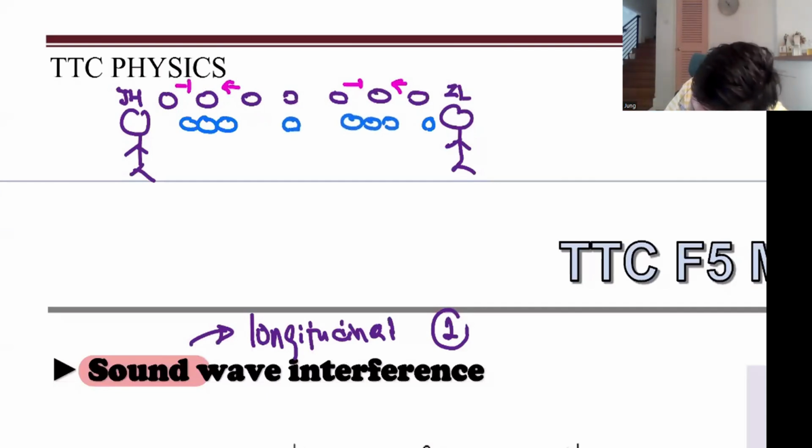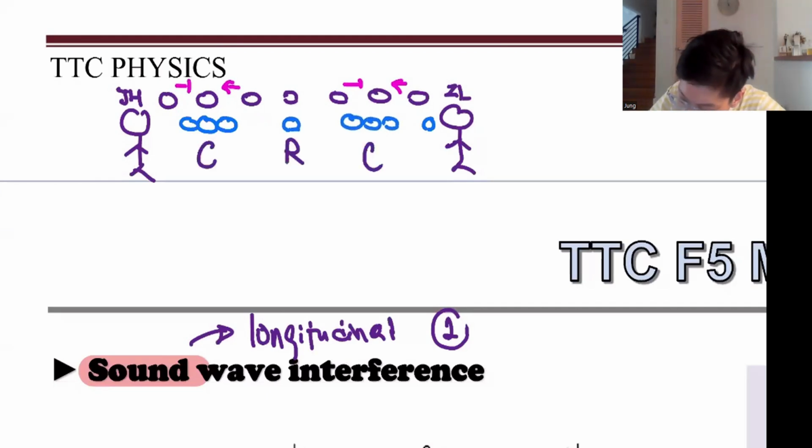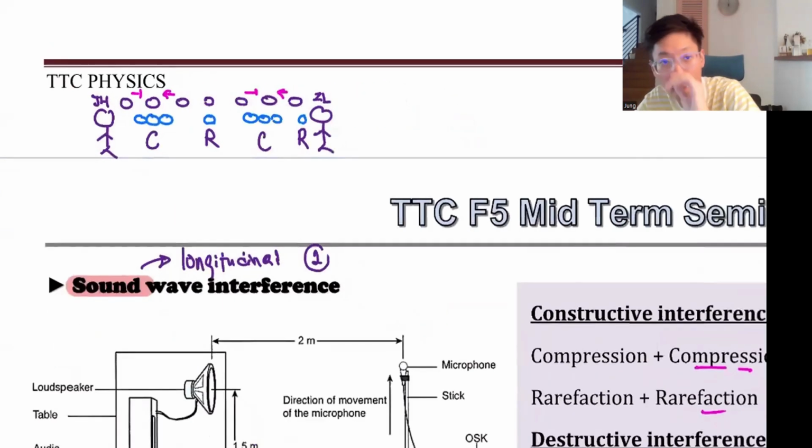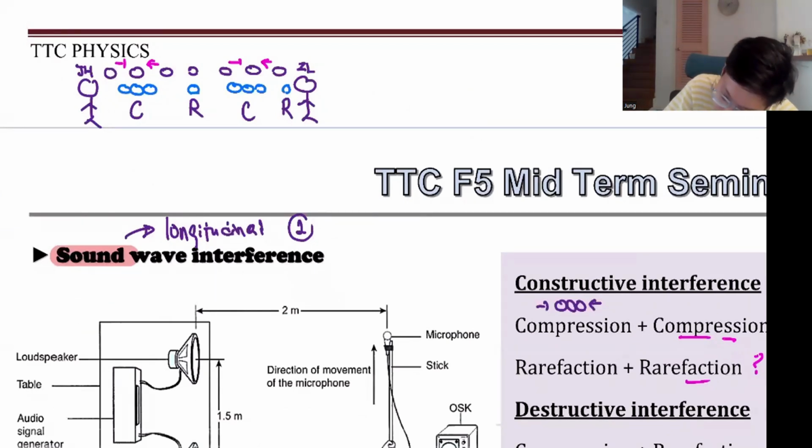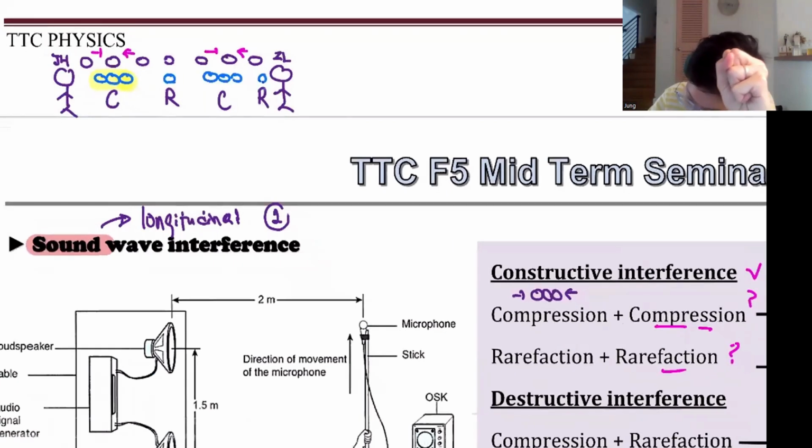Okay, so what happens here is we say that we actually form different regions. C stands for compression. Okay, what's the meaning of compression? It means that your molecules actually come together. So that's compression. You see, your molecules form together, so they form a compression region. Okay. Next, what about rarefaction? Rarefaction is usually when your molecules actually move away from it. So that's your rarefaction region.